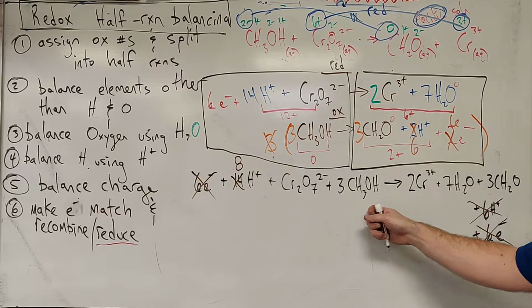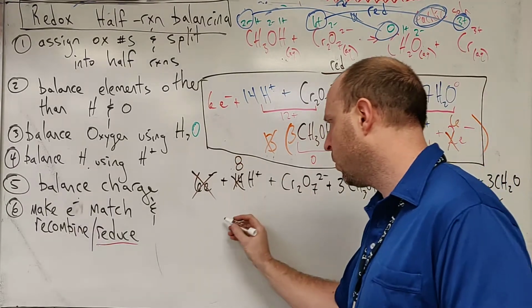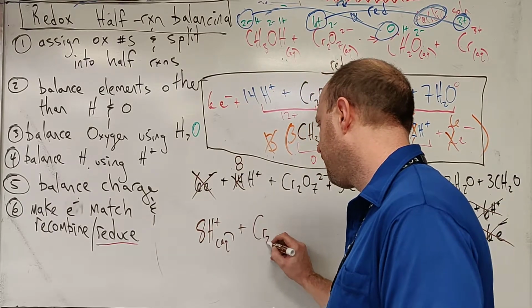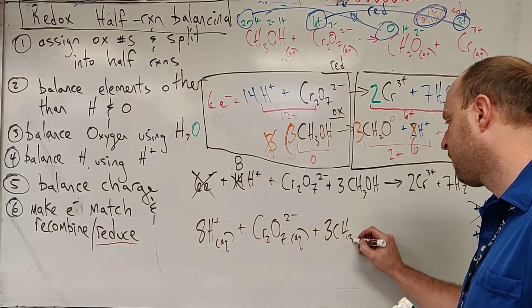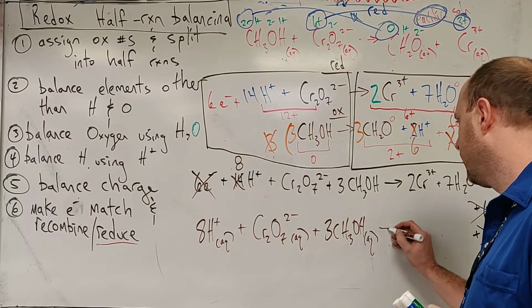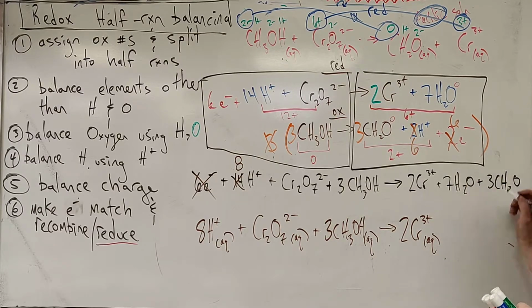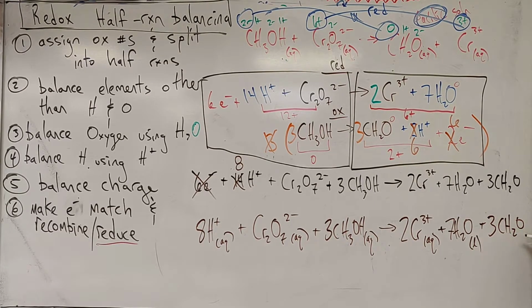Dichromates and methanols. Don't have any dichromates, don't have any methanols. I have some waters here, but I don't have any waters there, so we won't have to simplify that. So we'll write our answer here, 8 hydrogen ions, right? Those are aqueous, and our dichromate. And methanol gives us 2 chromium ions and 7 waters and 3 of the formaldehyde. That's going to be liquid. We'll make that aqueous, and we'll have everything we need.